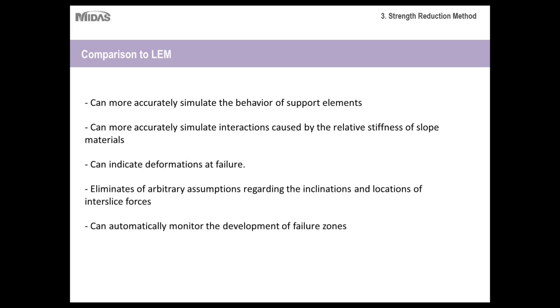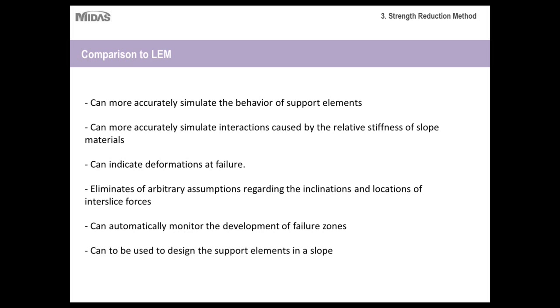And then it can automatically monitor the development of failure zones. So maybe if there's a certain portion of the slope that you want to monitor, that is the critical portion of your slope, the strength reduction method can closely monitor that to see how that zone starts to fail. And for example, if you want to add some structural supports to that zone, you want to design specifically to support that zone, then the strength reduction method would be an adequate tool for you.